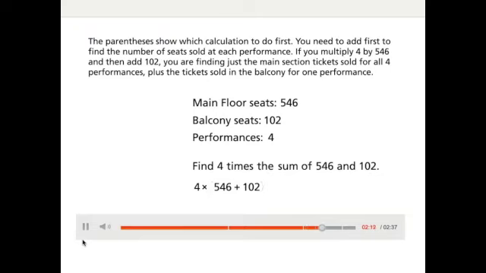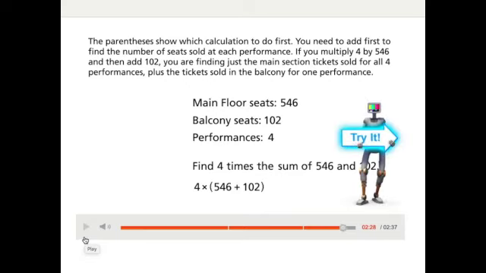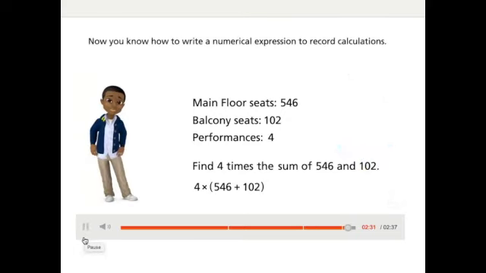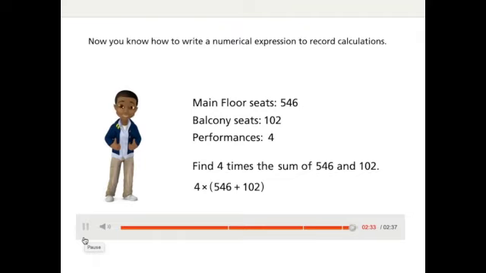If you multiply 4 by 546 and then add 102, you are finding just the main section tickets sold for all 4 performances, plus the tickets sold in the balcony for 1 performance. Now you know how to write a numerical expression to record calculations.